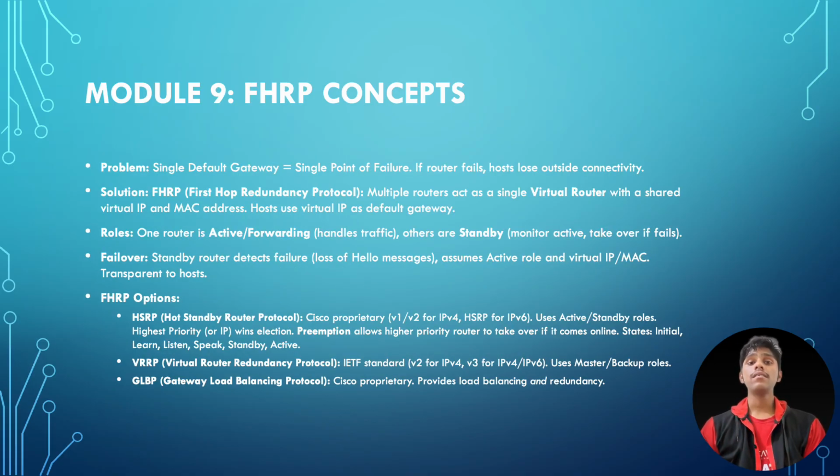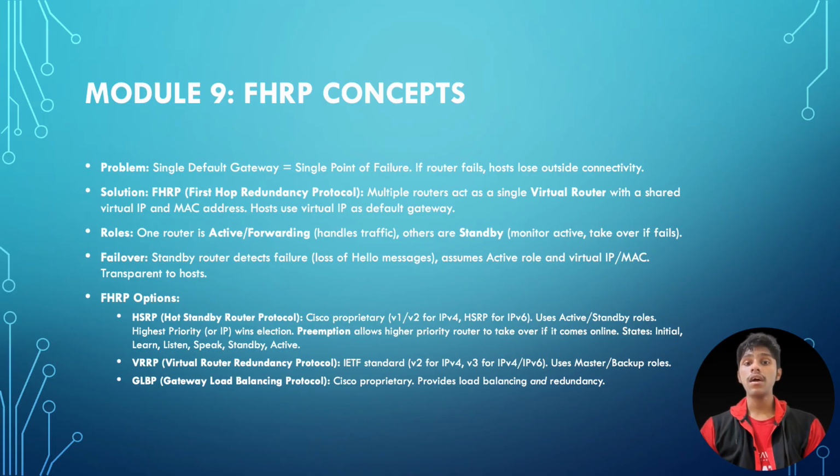So module 9 tackles the first hop redundancy protocol concepts. The problem is simple. If you only have one default gateway router and it fails, your whole network loses its connection to the outside world. So FHRPs provide the solution by letting multiple physical routers work together as a single virtual router. This virtual router has its own IP address and MAC address that host users use as their default gateway.